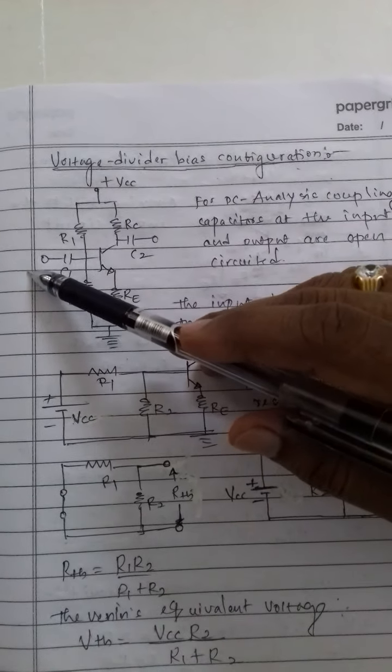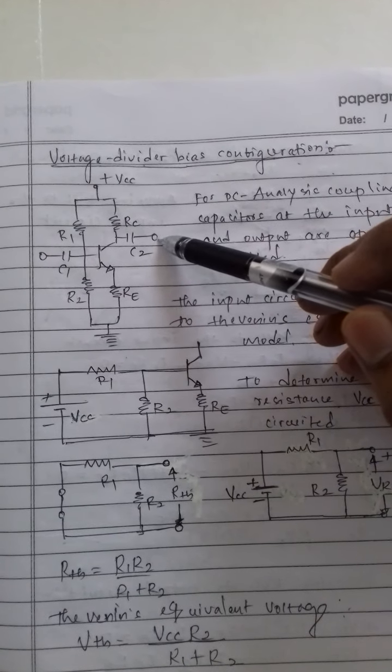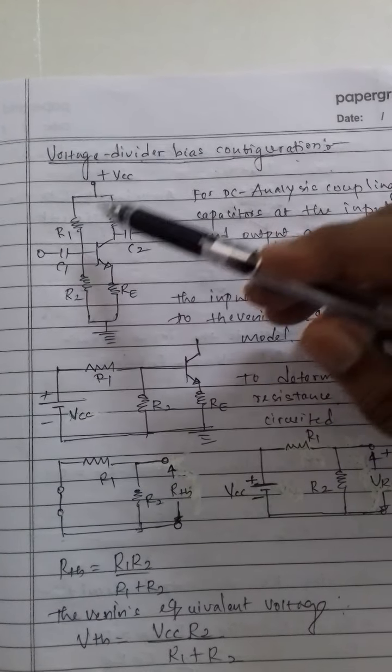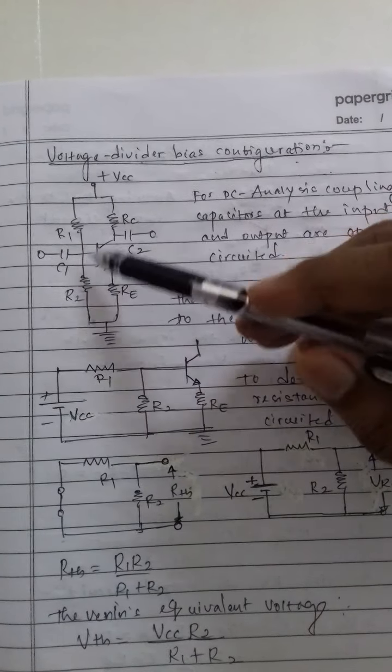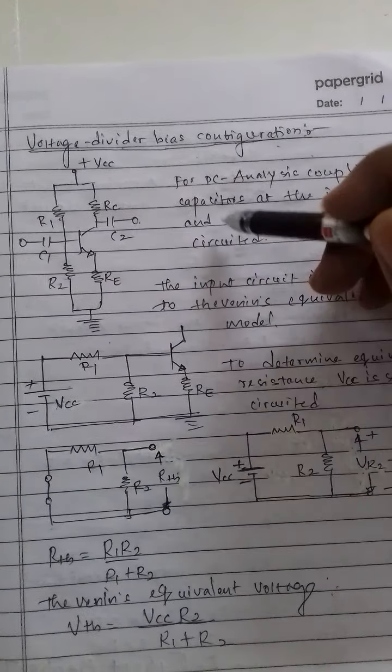An input voltage is applied at these terminals and output will be obtained at these terminals. The input is applied to the base and here it is the collector. From that collector we will be getting the output. Resistances RC and RE are the resistances connected to the collector and emitter.